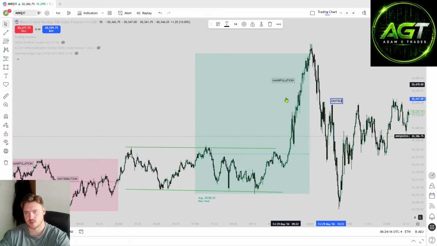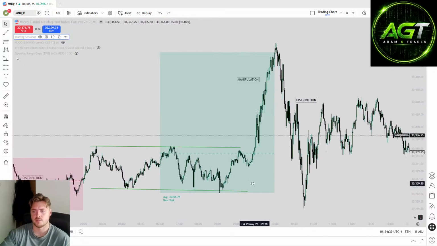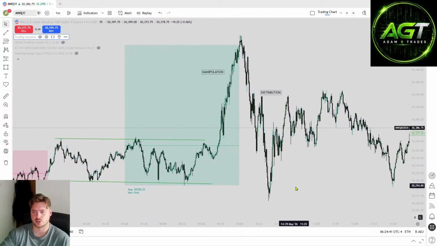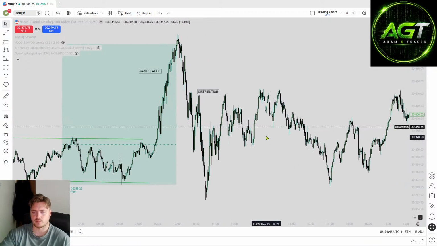So for example, this could be manipulation, so you anticipate a macro time it could reverse. You can still trade the manipulation higher, that's fine. You could also trade the distribution, where you can typically see the bigger part of the move. So just try and be mindful of where you are in price, whether you're in an accumulation, manipulation, or distribution. You could spot them in here as well, but I'm not going to go into it too much.